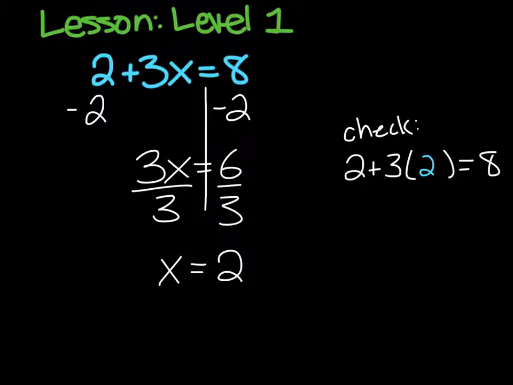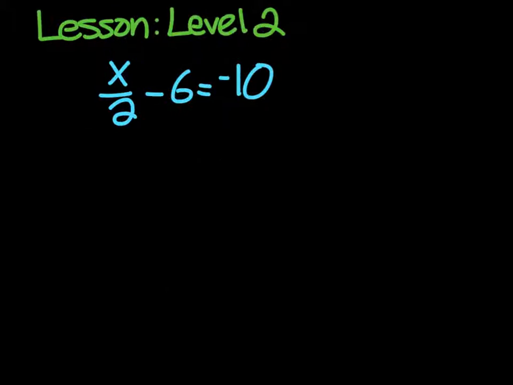Now I simplify each side separately. So I have 2 plus 6 on the left, which is 8, and on the right side, I have 8. Since these are in fact equal, I know that I reached the correct solution. You can always check your solutions to equations by substituting in the value, and so there is no excuse for getting them wrong. Example 2, x over 2 minus 6 equals -10.